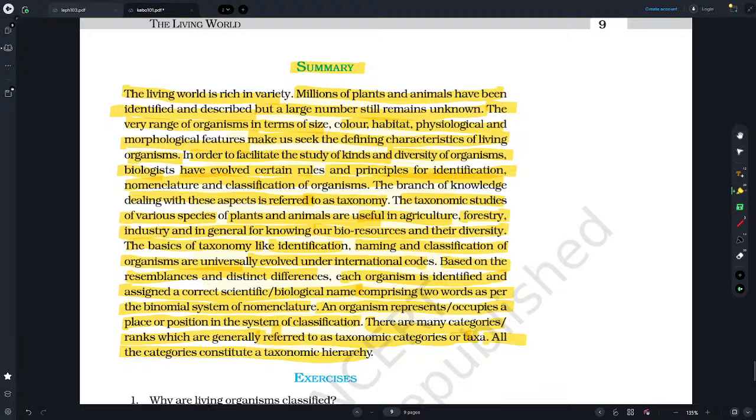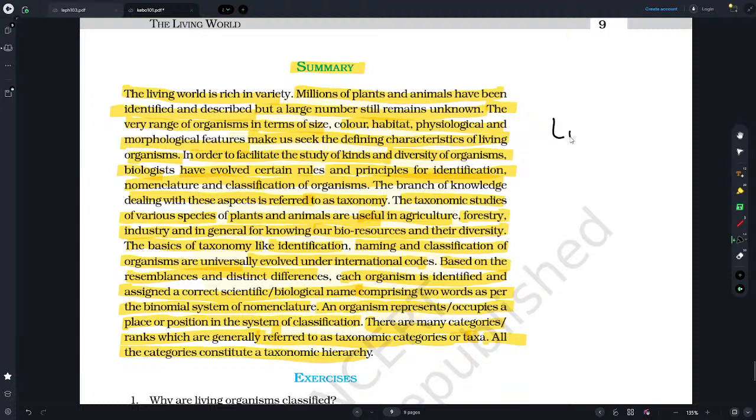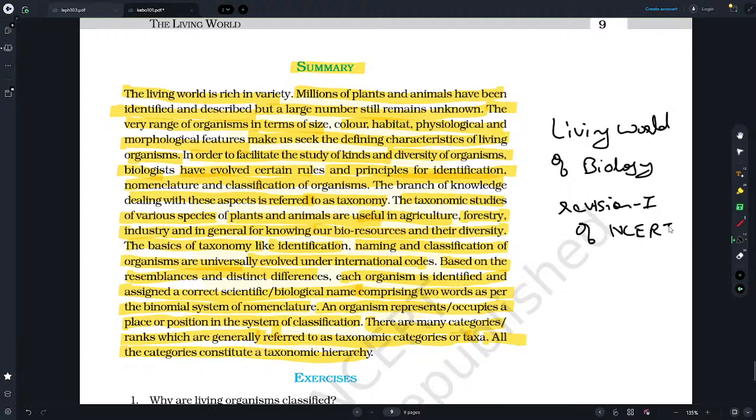With this, the living world of biology, revision 1 of NCERT is completed.